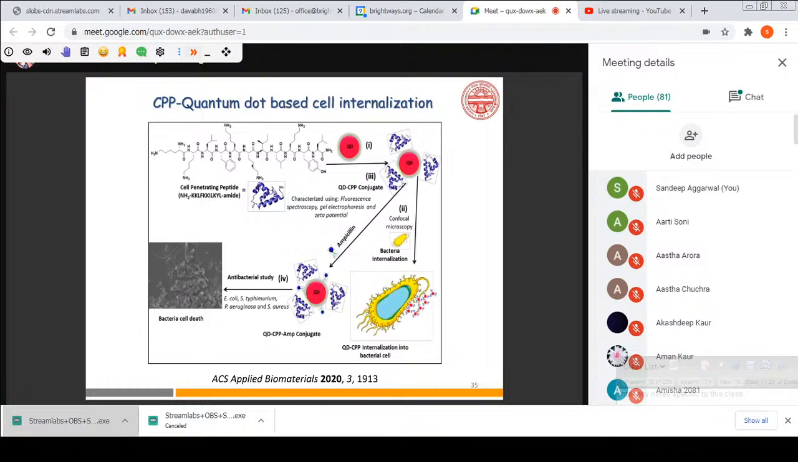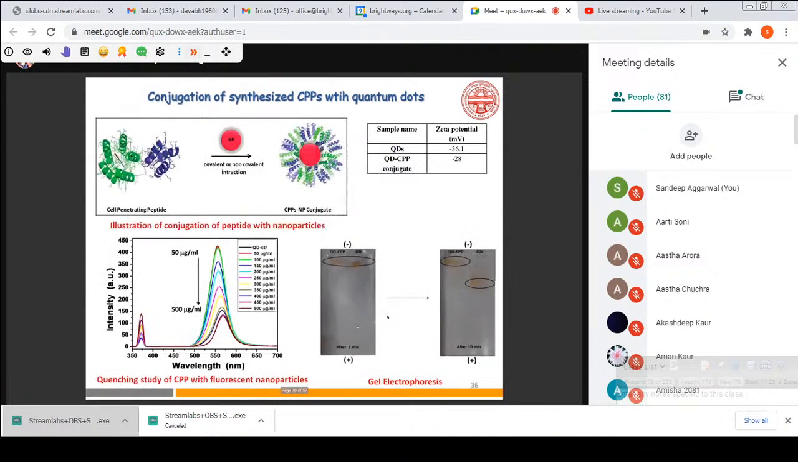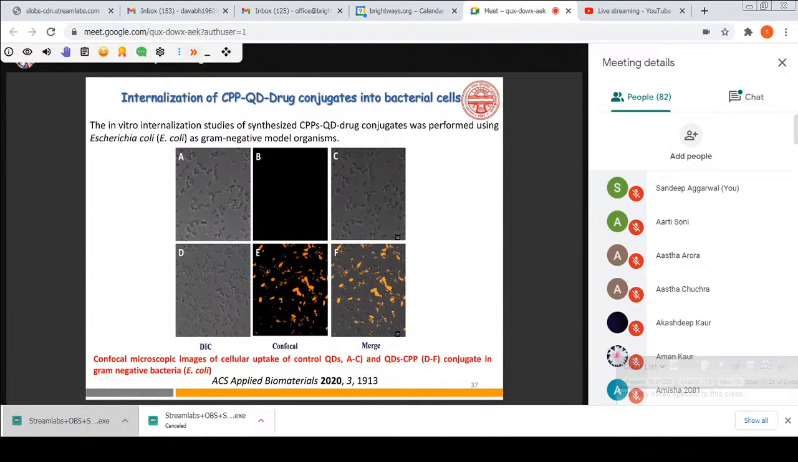So we synthesized the peptide, we made this different conjugate in which a quantum dot was attached to the cell penetrating peptide, and then we tried to see whether it is going into the bacterial cell. And to our liking, we were happy to see that there was very high internalization in the case of cell penetrating peptide and quantum dot conjugates, also attached with the drug molecule. And this paper has been recently published in ACS Applied Biomaterials, and this is again one of the first reports in which quantum dot based peptide systems have been used for cell internalization. So what I'm trying to tell you is that you can actually use your chemistry knowledge to do a lot of applications in the biological system also, if you understand both of these things.